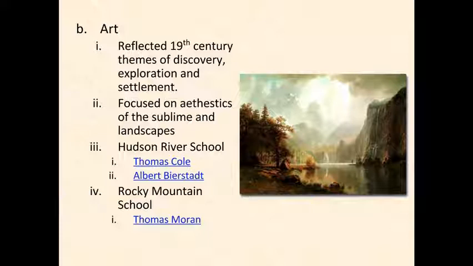And there were two schools of art that were really influential during this period in terms of American art. Was the Hudson River School, which included Thomas Cole and Albert Bierstadt, and then you had the Rocky Mountain School, which was Thomas Moran's paintings. So if you ever have a chance, check them out. Really good in terms of artistic interpretation of exploration, settlement, discovery, and the beauty of nature itself. Really focusing on natural landscape.